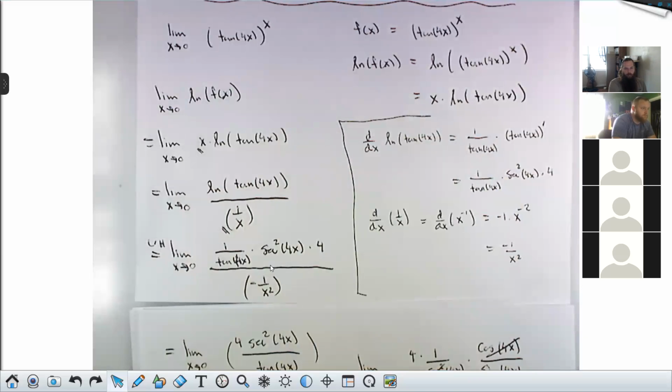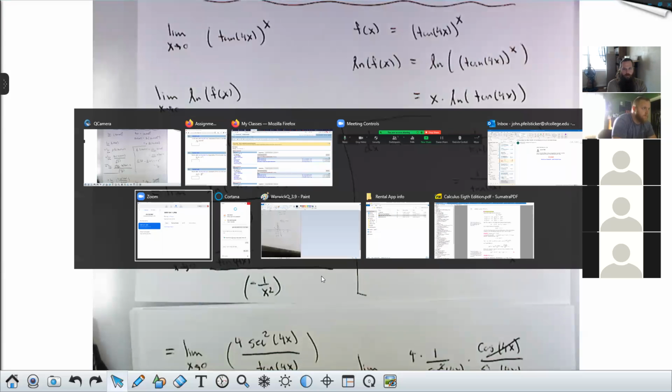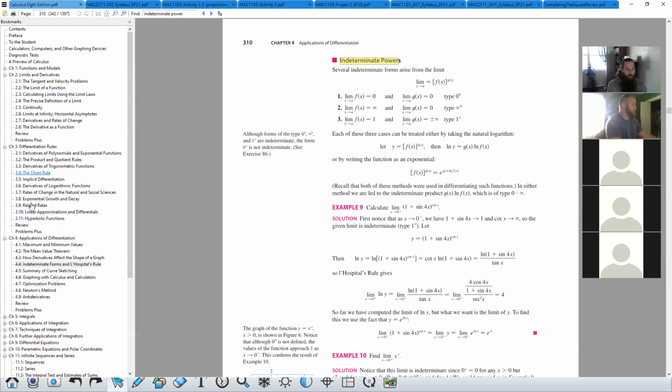Do we all feel comfy with where the bits here came from? Our first L'Hopital? All right, then let me really quickly jump into the textbook and I'll show you, Robert, where this is coming from in 4.4.